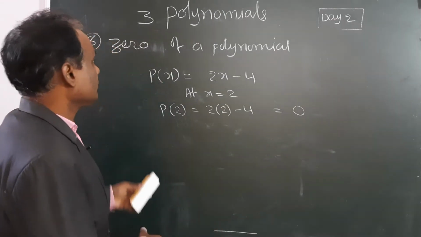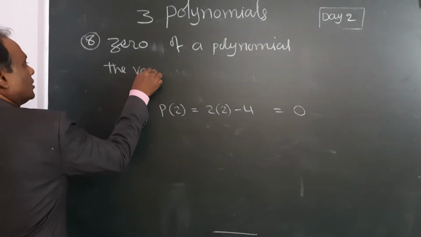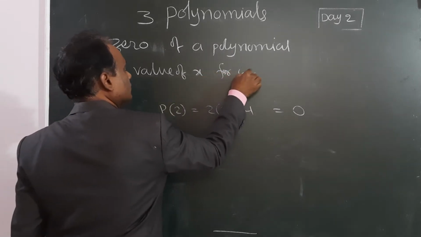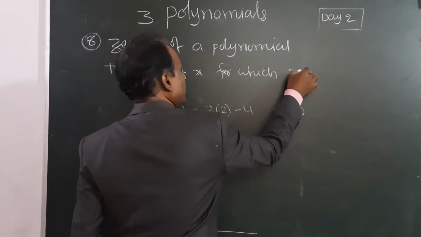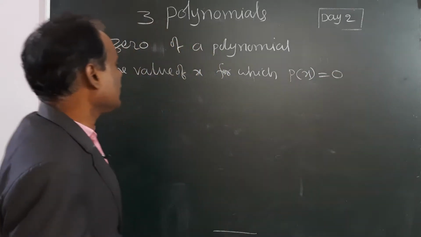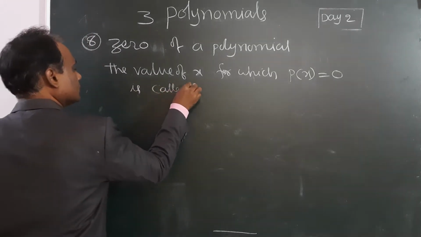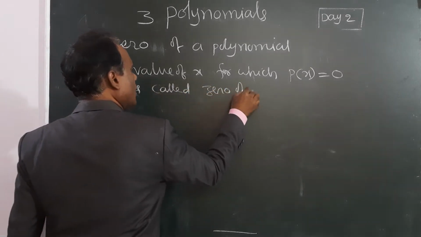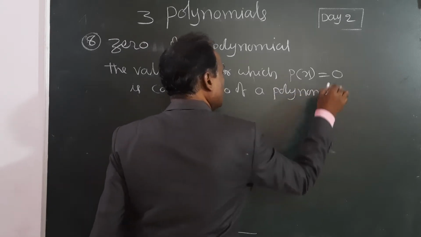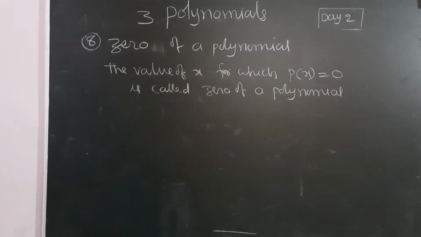Write down the definition. The value of x for which P of x, the polynomial, should become 0. The value of x for which P of x is equal to 0 is called zero of a polynomial.